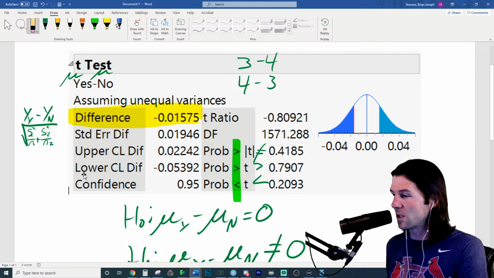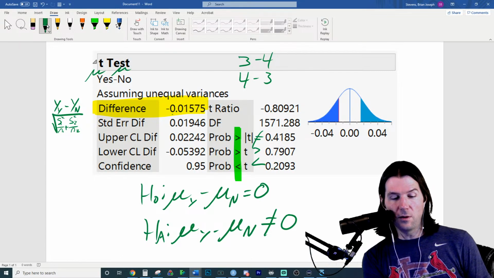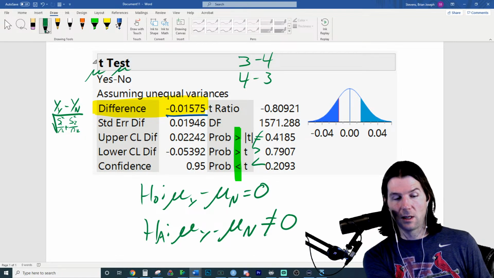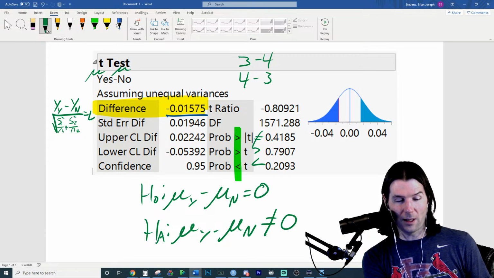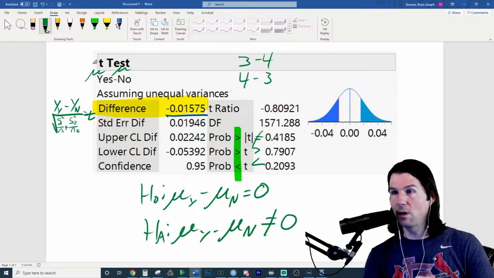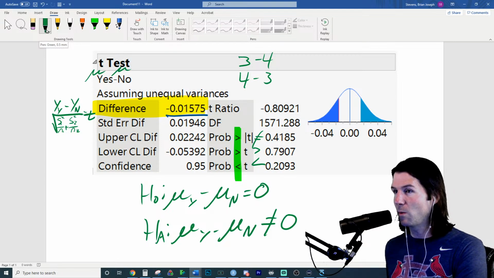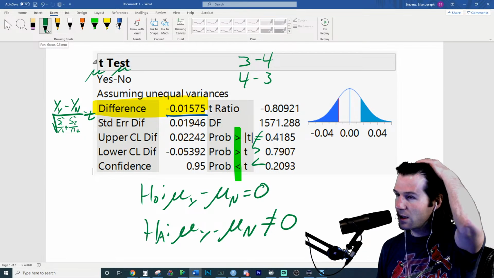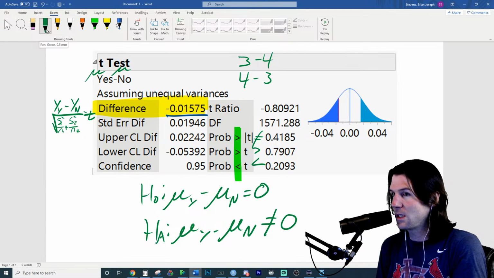The standard error of the difference is basically the standardizing factor. And you know what's really interesting? If you divide these two numbers right here, what do you think you get? You should definitely know this for the test. If you take the difference and standardize it, you'll get the what?